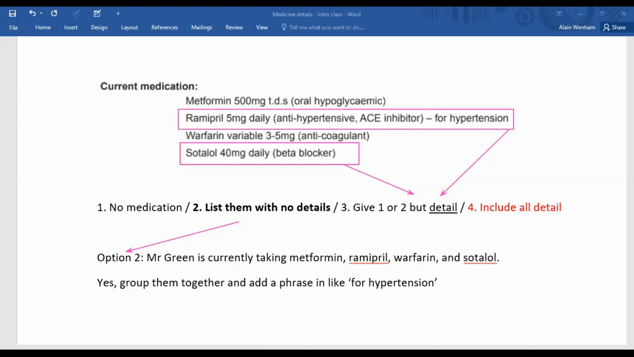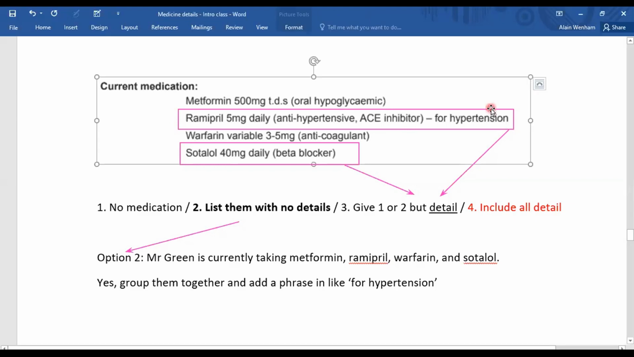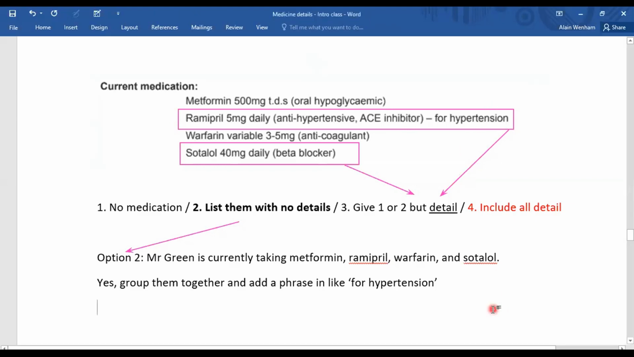Alexandra says Mr. Green takes ramipril. Additionally, he takes sotalol 40 milligrams daily. I don't like daily, Alexandra. Let's say every day. So once a day? Once a day is fine, but I don't like daily. Can you say a day? 40 milligrams a day? A day's fine, yeah.